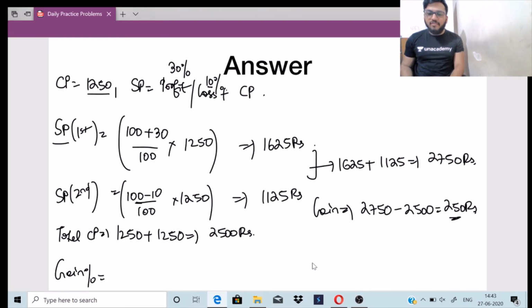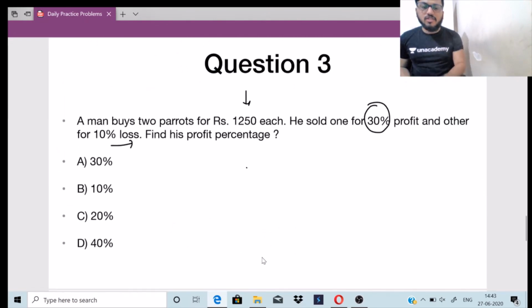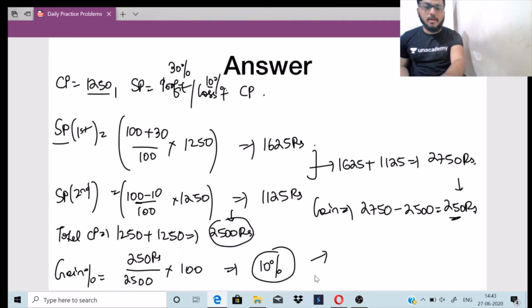The amount I have gained, 250 rupees, divided by the total CP, which is 2500 rupees, into 100, which is nothing but 10%. So the correct answer here will be option B. 10% is his profit percentage, right?